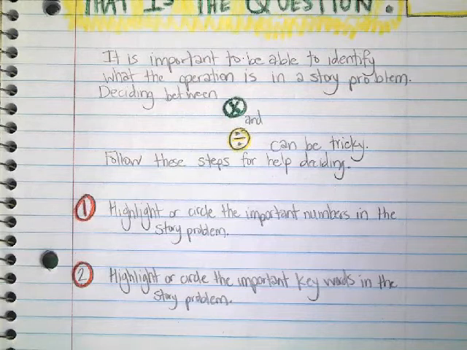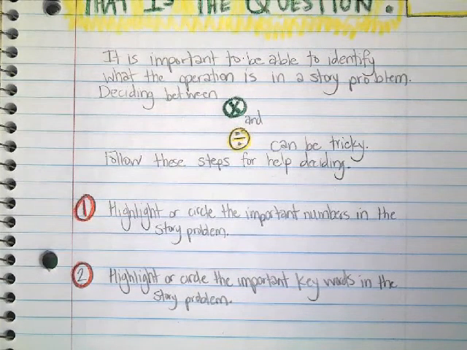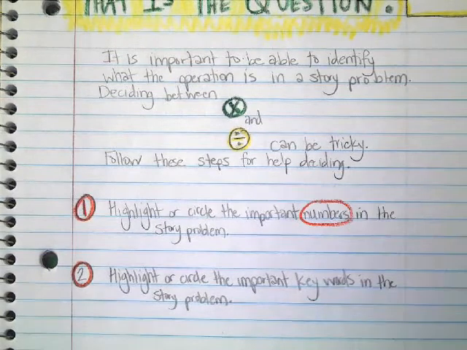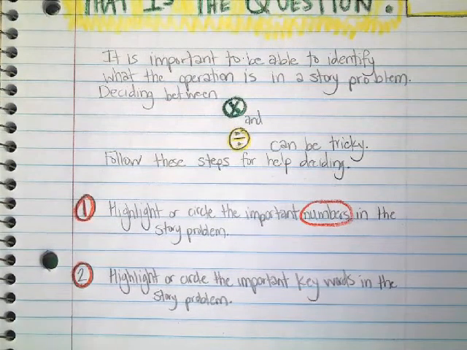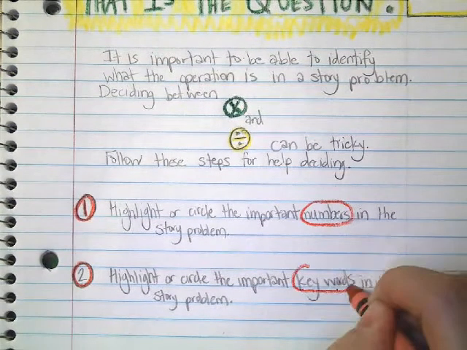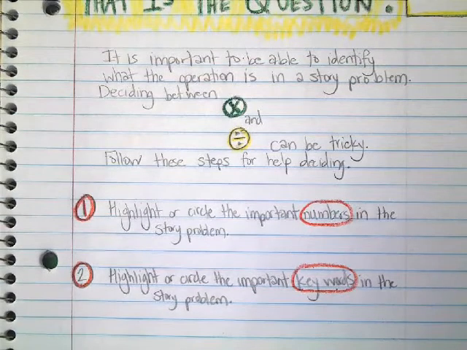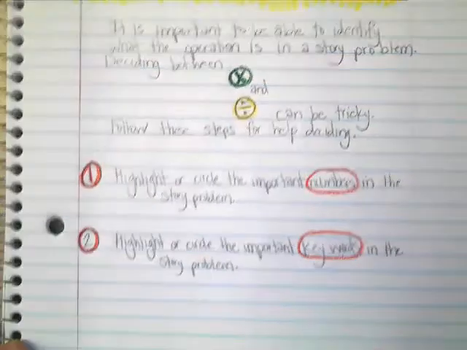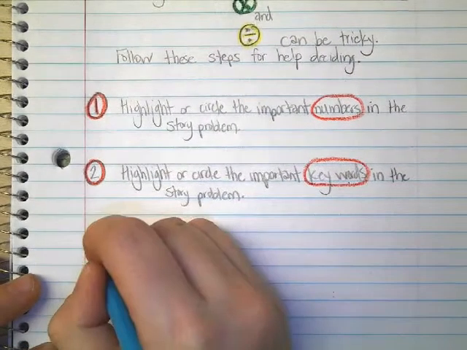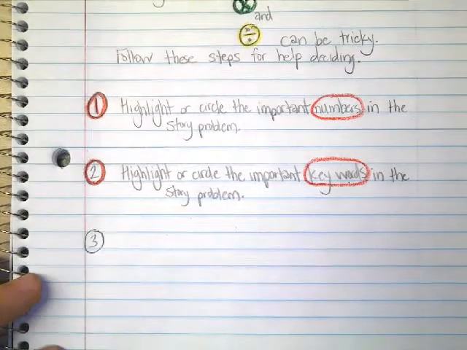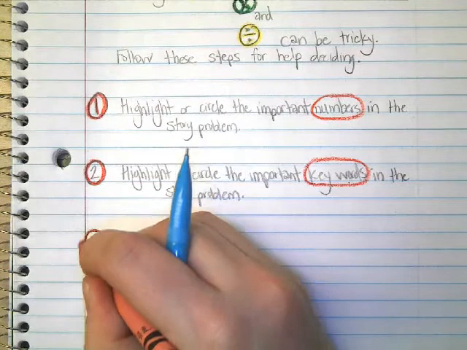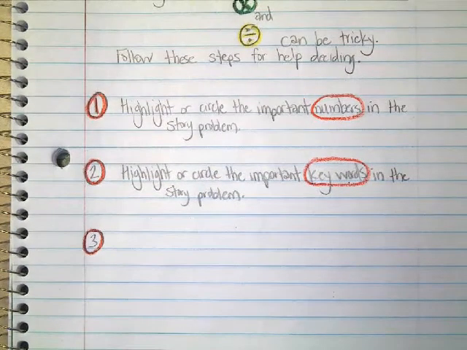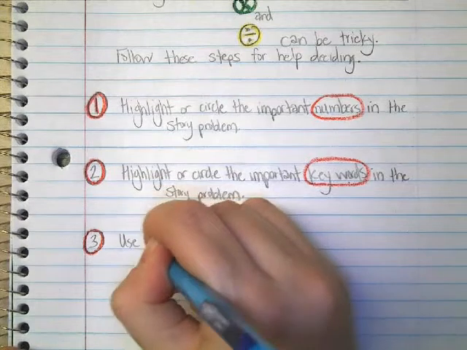So I'm going to go back to number 1 and I'm going to highlight or circle the important numbers in the story problem. So you're looking for the numbers, and you're also looking for key words in step number 2. Step number 3, you're going to use your brain and stop to think about what is really happening. This one is really important. It's so important that we're going to draw a pretty big stop sign in a minute. But go ahead and write, use your brain to stop and think.